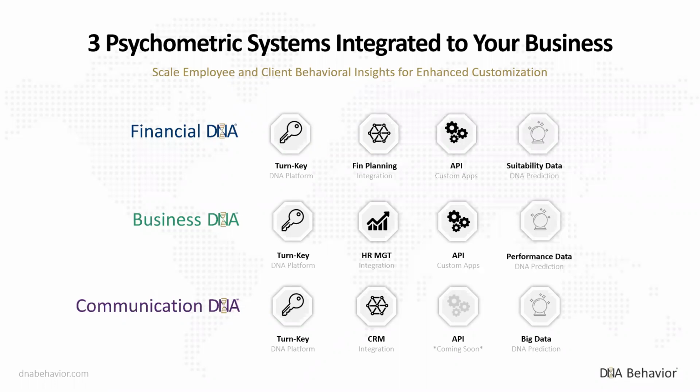Financial DNA is typically used for financial planning integration, business DNA for HR management, career development, hiring, things like that. And communication DNA is used for CRM integrations. The personality insights that come out of communication DNA are how to sell to somebody, selling and marketing. So it's widely used by sales and marketing teams.